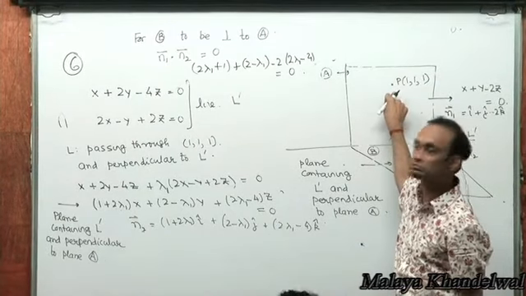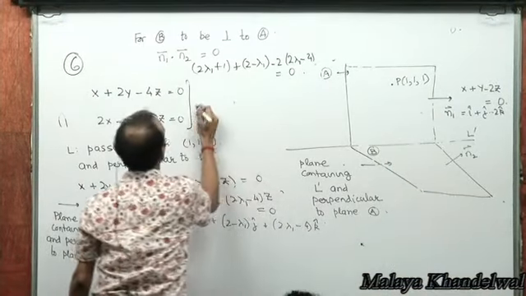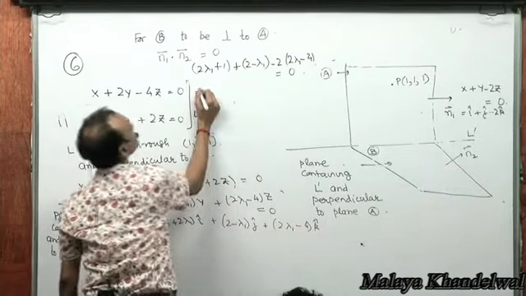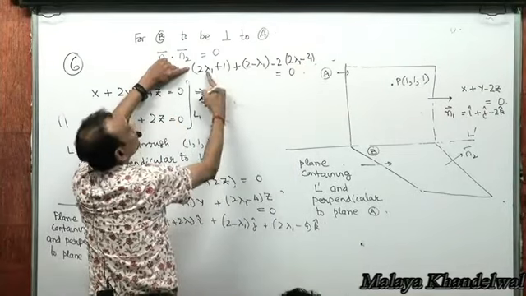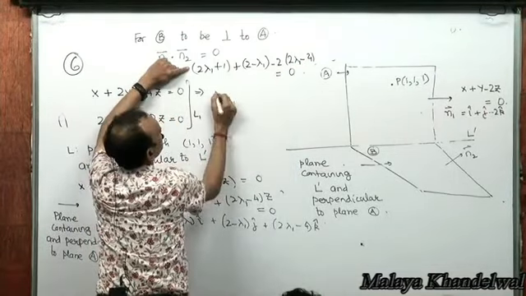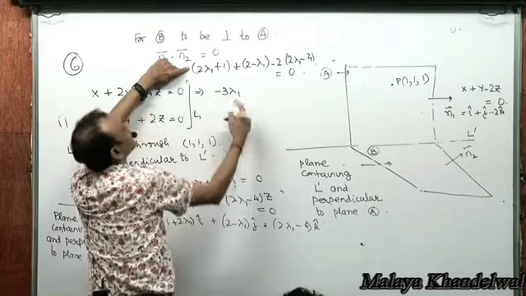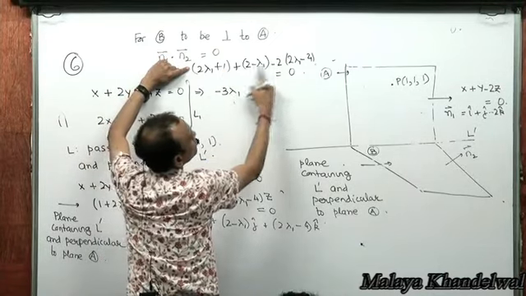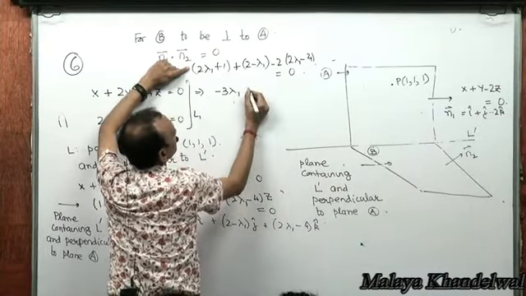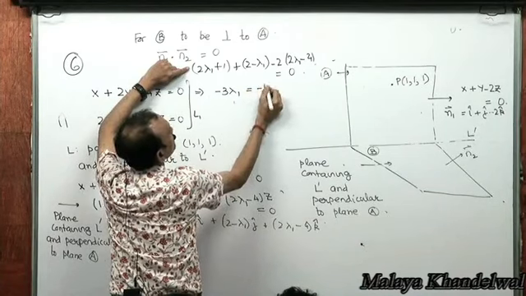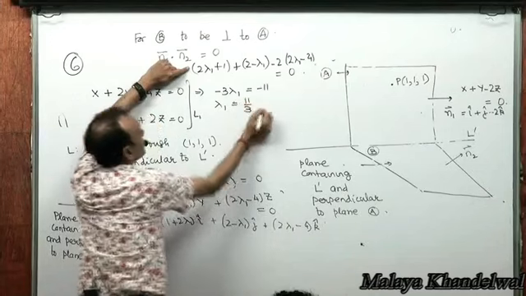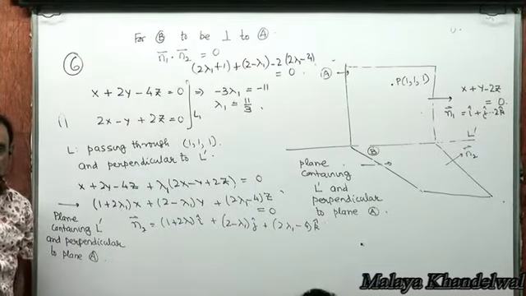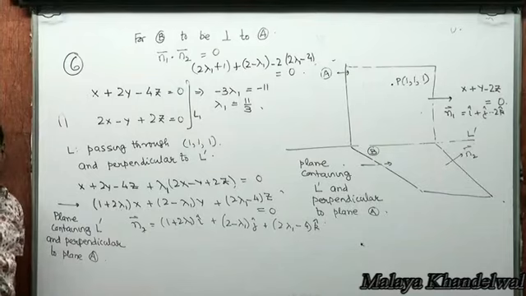Yes or no? So, what do I get? I get lambda minus 4 lambda 2 lambda 1, lambda 1 minus 4 lambda 1 minus 3 lambda 1, and then I have 1 plus 2 plus 8, 11, so equal to minus 11. Lambda 1 equal to 11 by 3. Lambda 1 equal to 11 by 3 will give me the required plane.